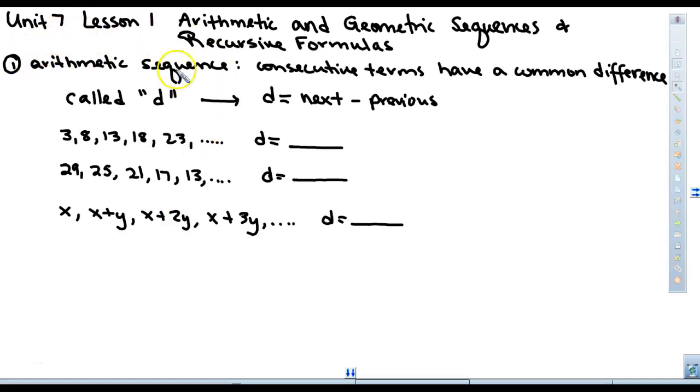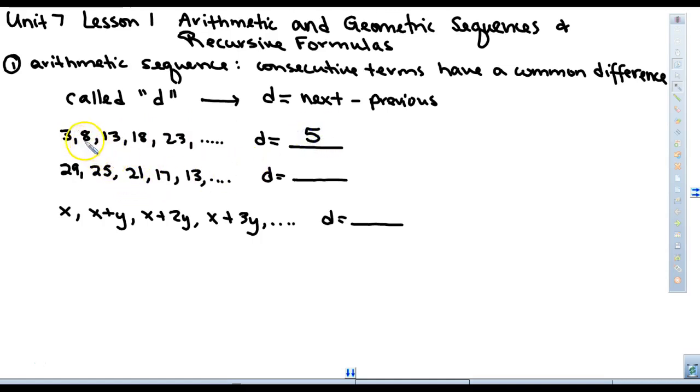Okay, so this is Unit 7, Lesson 1, Arithmetic and Geometric Sequences and Recursive Formulas. An arithmetic sequence is a list of numbers in which the consecutive terms have what we call a common difference, and we refer to that as D. That common difference is found by subtracting your next term minus your previous term. So here in this sequence, 3, 8, 13, 18, 23, you would subtract 8 minus 3, which is 5, and that would give you your common difference.